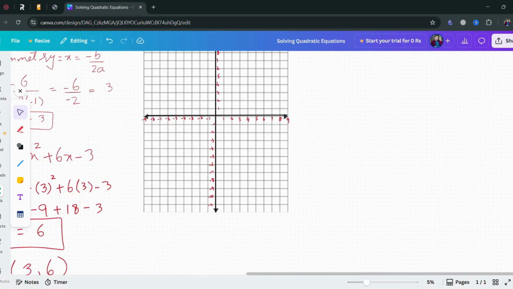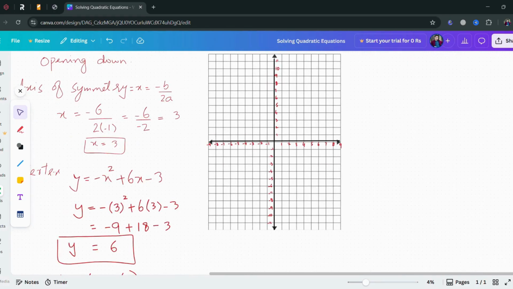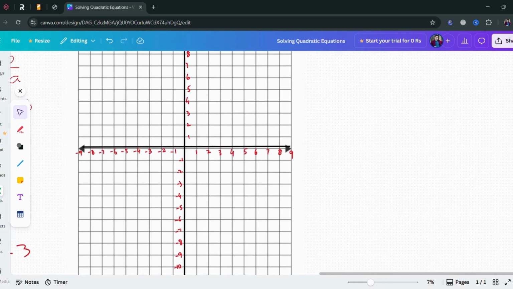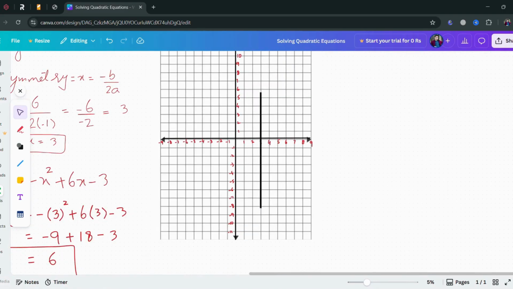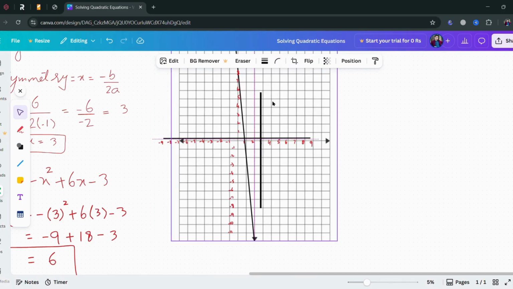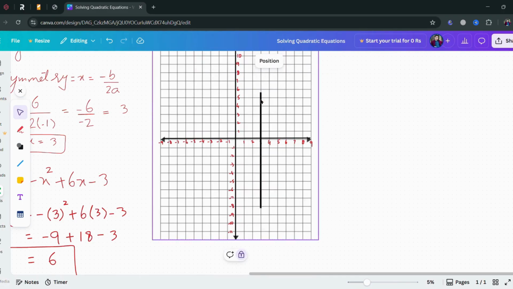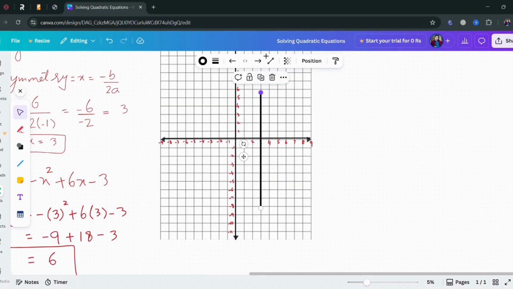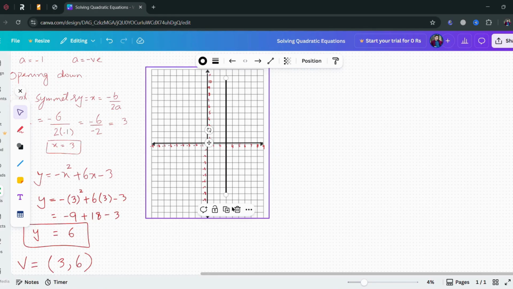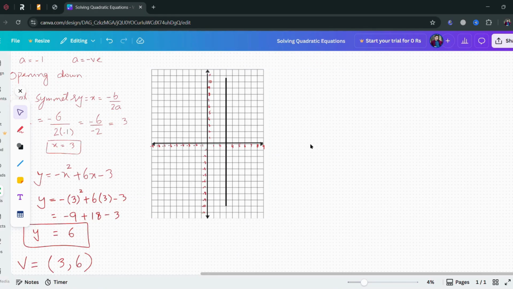So first of all, let's figure out where the axis of symmetry was. Axis of symmetry is x equals 3, right? Let's put the axis of symmetry over here. Okay, so this is where the axis of symmetry should be, all right? So now let me just extend it a little. So this is where my axis of symmetry should be, all right?